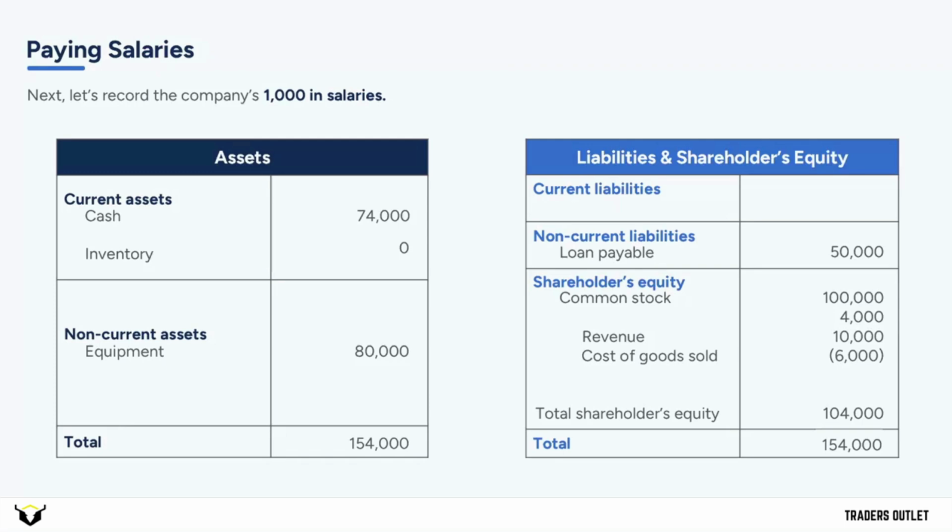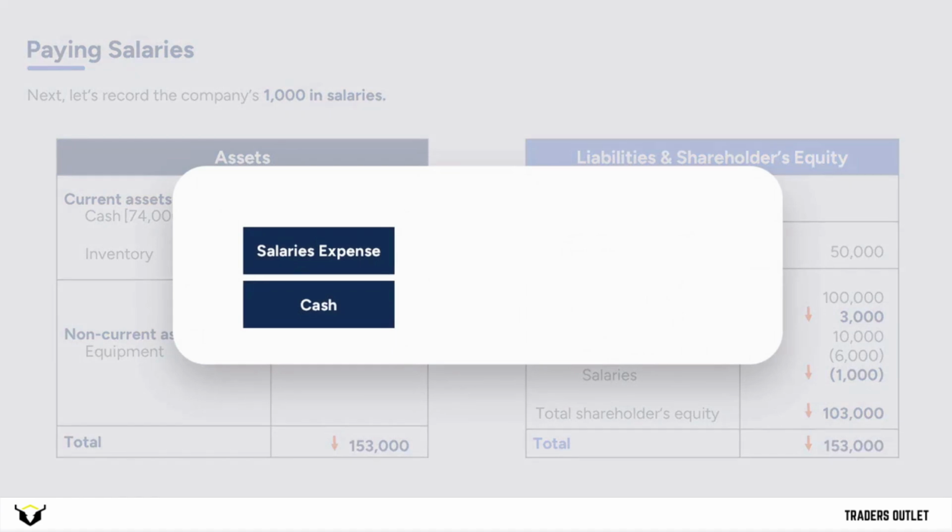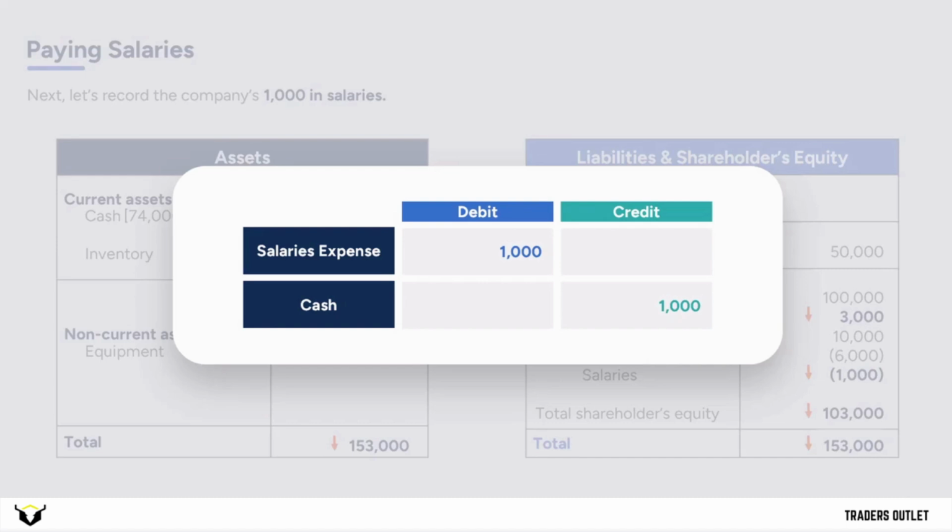So we're paying them with cash, so we're decreasing an asset. So that would be credit cash. And we also need to increase an expense, and we know that's a debit that sits under equity. So we have debit salary expense of $1,000 and credit cash $1,000. Keep in mind we're still using the double entry bookkeeping system, and our accounting equation remains true. Assets of $153,000 are equal to liabilities of $50,000 and shareholders' equity of $103,000.